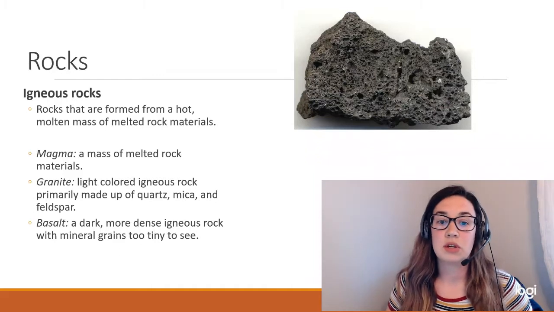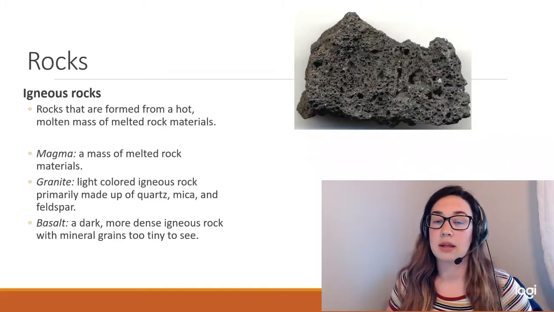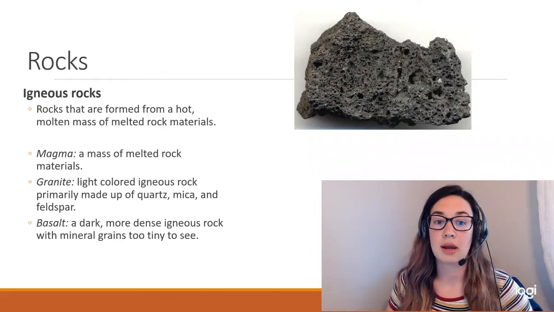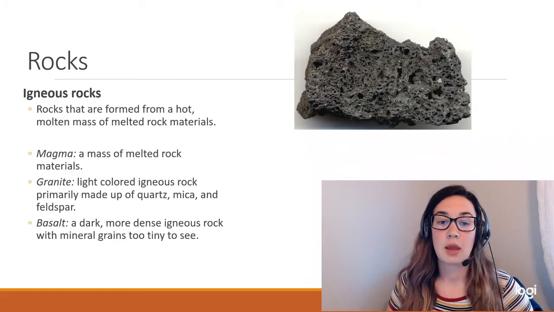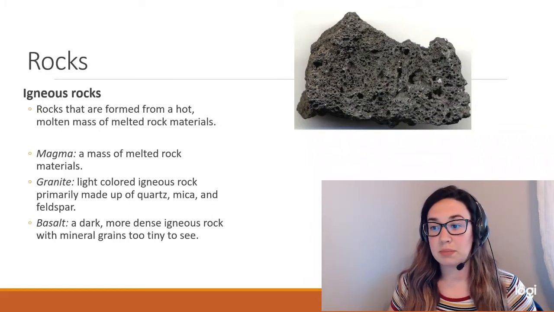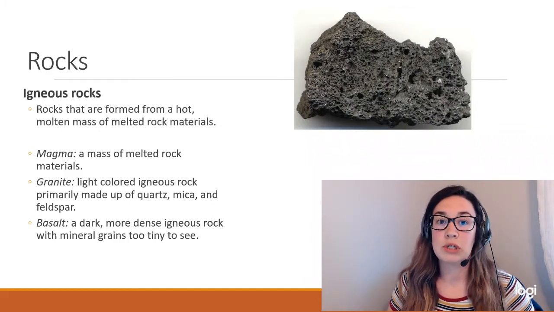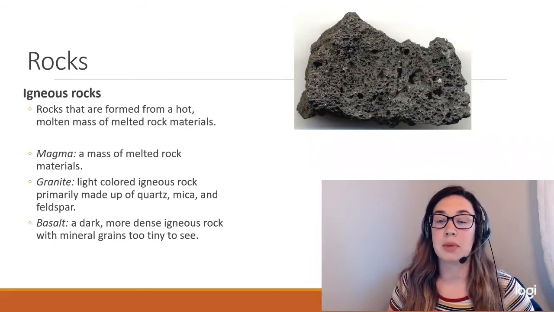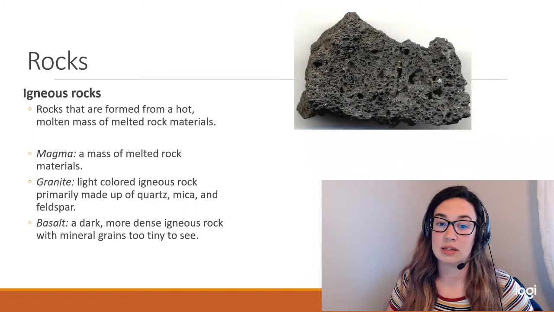We also see granite. Granite is a light-colored igneous rock. It's made up of a few different minerals, which include quartz, mica, and feldspar. And then we'll also see basalt, and basalt is a really, really dark and dense igneous rock, and the mineral grains are too tiny to see.